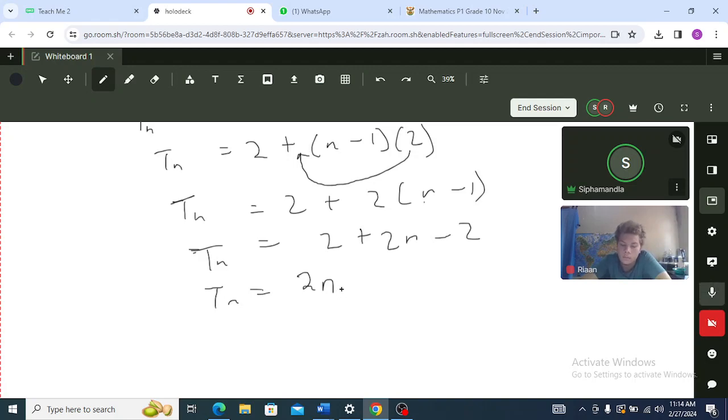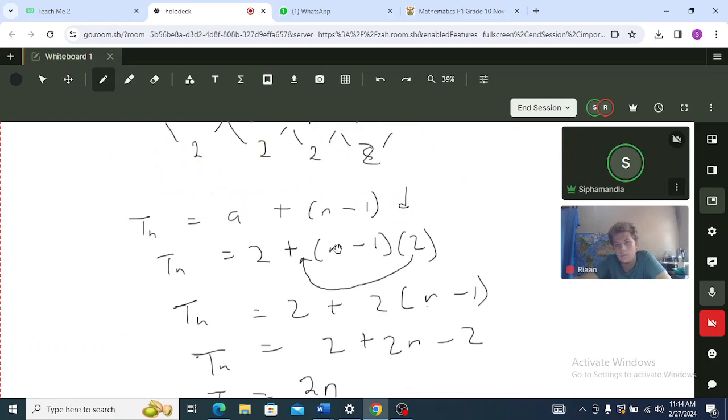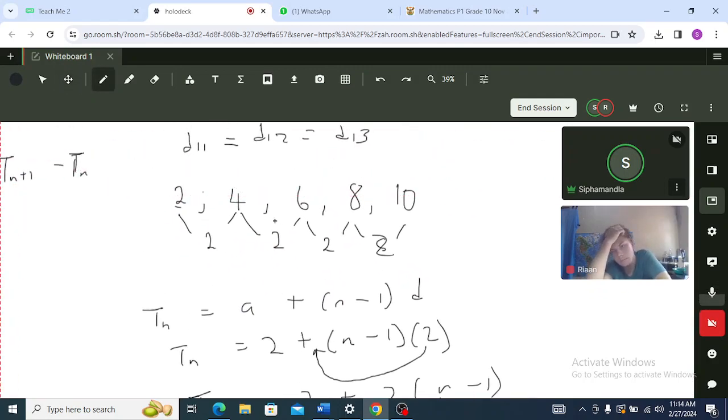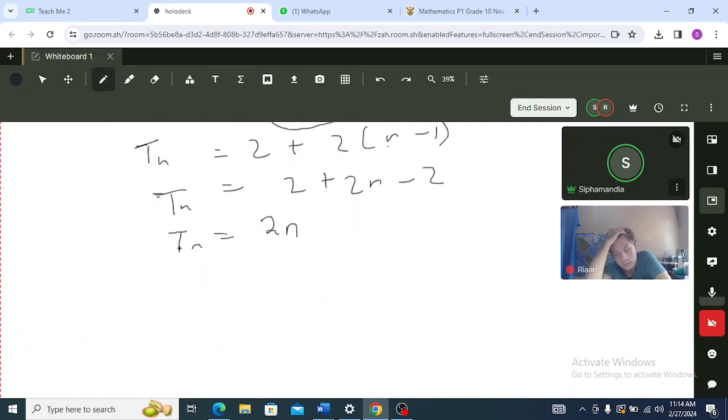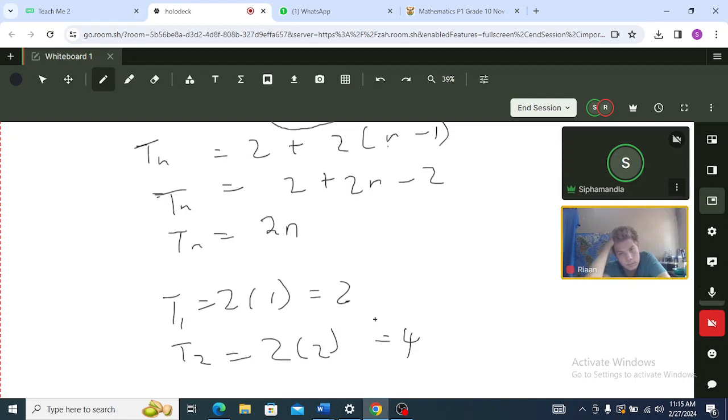So if I want to find the first term, I have to get 2. If I'm plugging in 1, I have to get 2. If I plug in 2, I have to get 4. Let's prove that. So T1 is equal to 2 into 1, which gives you 2. And T2 is equal to 2 into 2, which gives you 4. So this is the formula that you can use to find any term in the sequence. It's actually really simple. It's just simple equations.